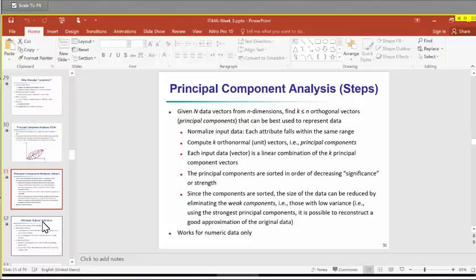The next step is to normalize the input data, where we scale the data into some range, and then we compute the k orthogonal vectors, which are the principal components. Each input data vector is then a linear combination of the k principal component vectors. The principal components are sorted in order of decreasing significance or strength, and once the components are sorted, the size of the data can be reduced by eliminating the weak components.